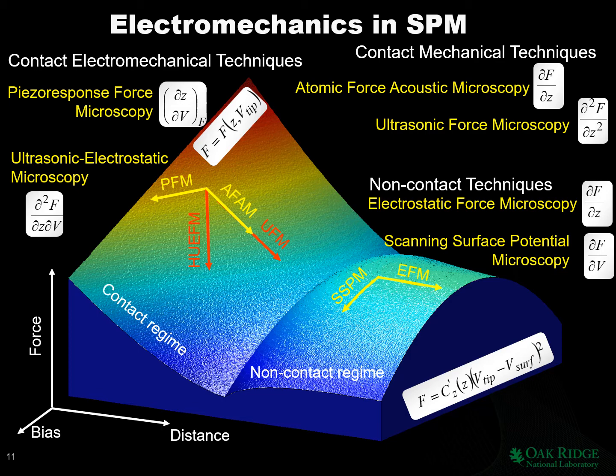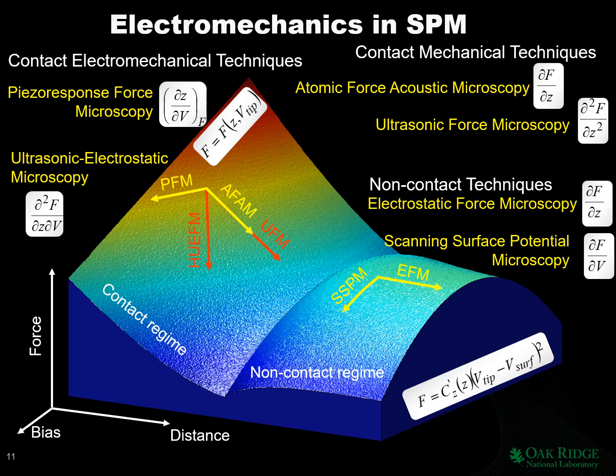For example, if we are not in contact with the surface, then the shape of the surface is given simply by the capacitive forces. So this is a parabola. So techniques such as Kelvin probe microscopy measure the force as a function of bias. Techniques such as electrostatic force microscopy measure the signal as a function of distance.